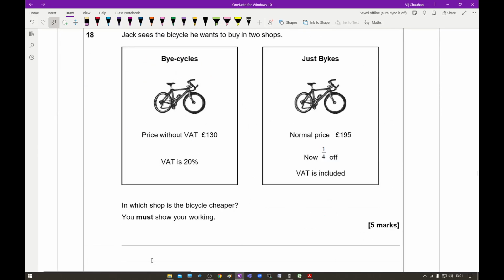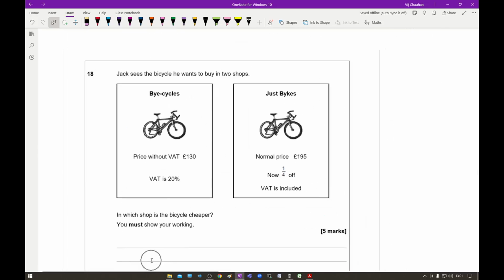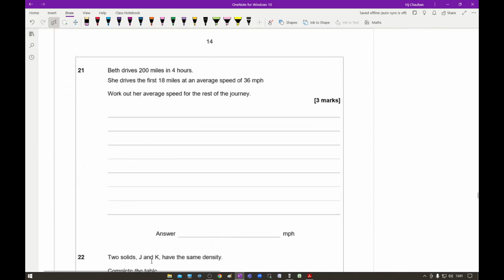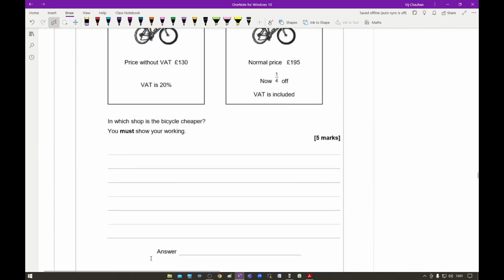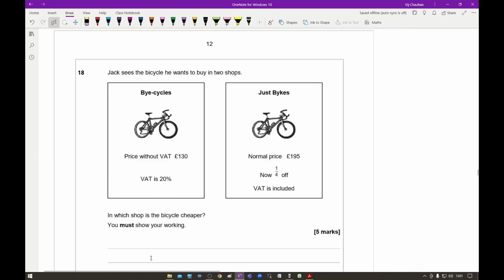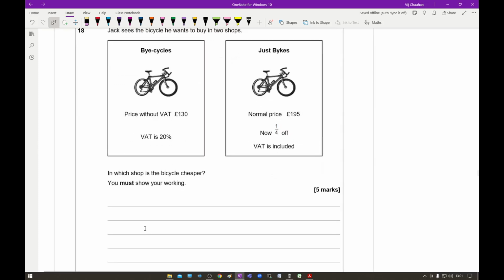Moving on to question 18, it says that Jack sees a bicycle, and of course it's going to do that. So let's just go back to the question. It says that Jack sees a bicycle he wants to buy in 2 shops. We've got Bicycles, with a price without VAT of 130 with VAT charged at 20%, and Just Bikes with the normal price of 195 with a quarter off and VAT is included. And the question is asking us to say which shop is cheaper.